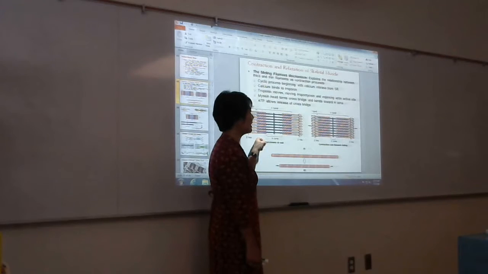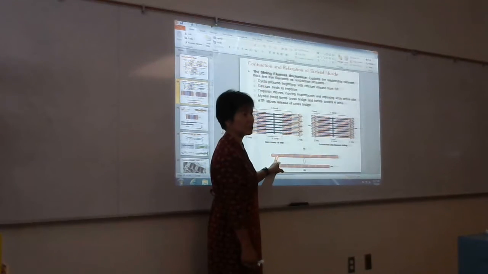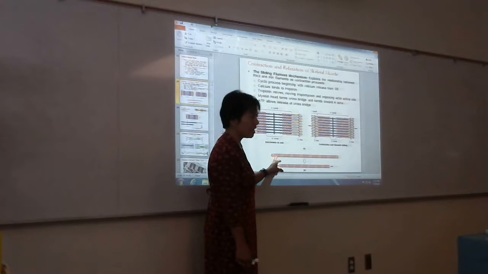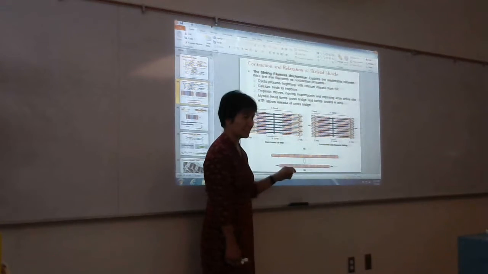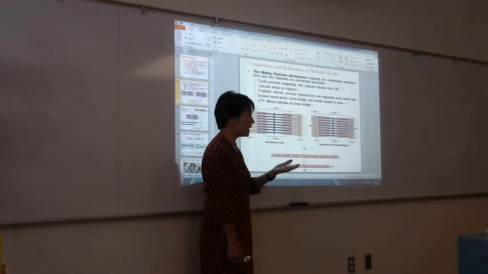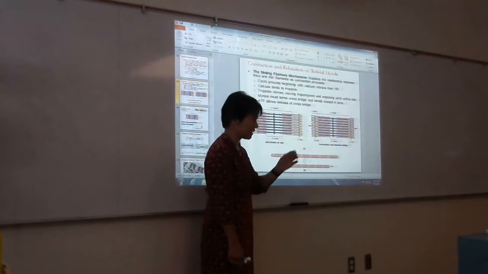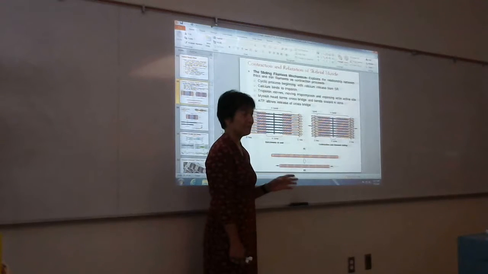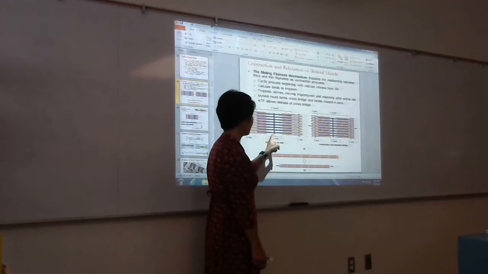So let's look at this sarcomere. Look at the dark part that we see under the microscope. The dark part is because of the myosin. Does it make sense? Because the myosin is thick. So when I look at it under the microscope, it's dark. Yes? Everybody? Okay? So that's dark.